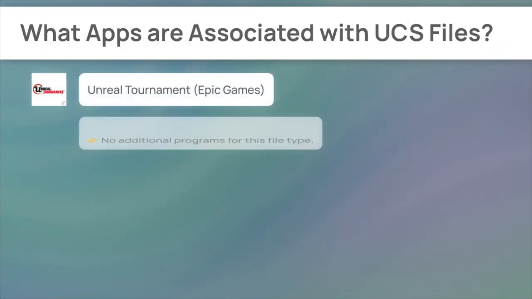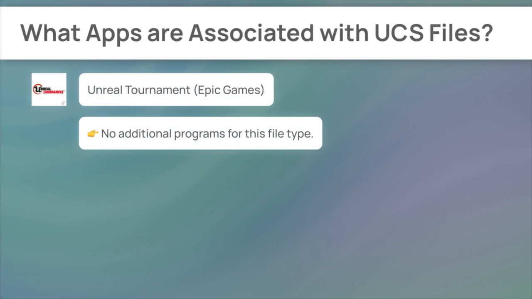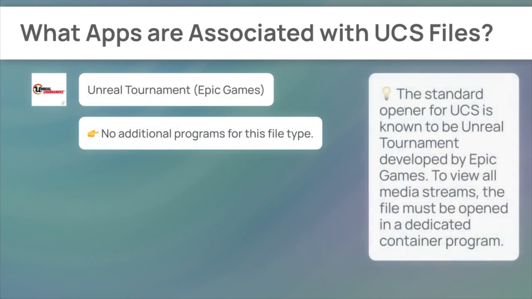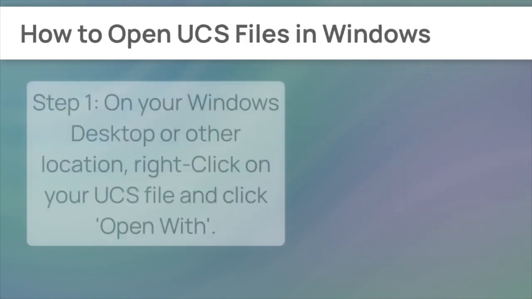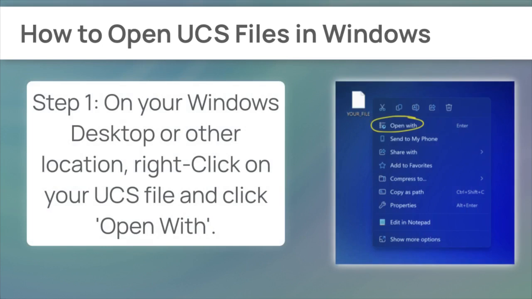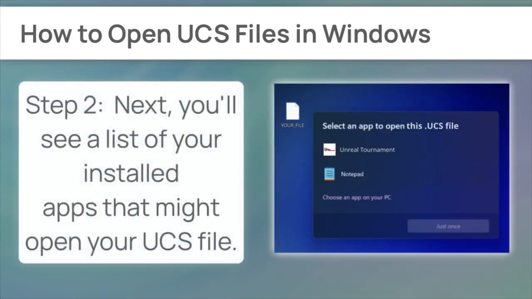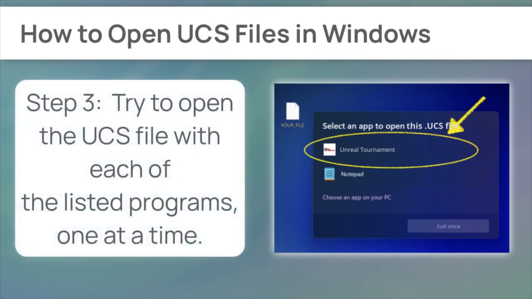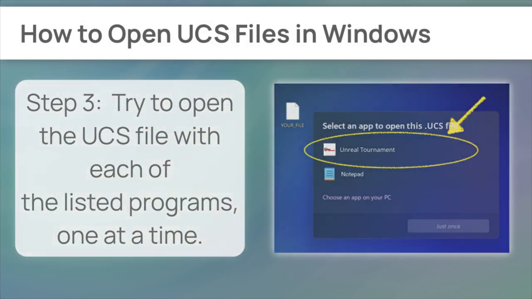Unreal Tournament, developed by Epic Games, is often used as the source validator for UCS. To view all media streams, the file must be opened in a dedicated container program. Windows shows minimal information, so proper editing relies on engine-aware tools. Open the context menu by right-clicking your UCS file and choosing Open With. Try Unreal Tournament first. If it's absent, select another program. This trial and error approach is critical for diagnosis.